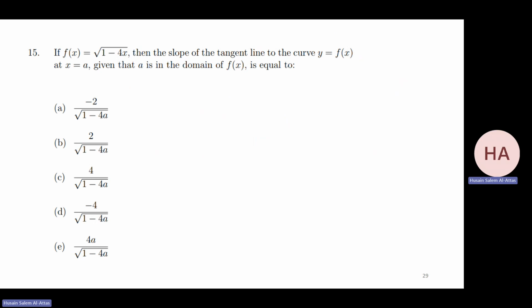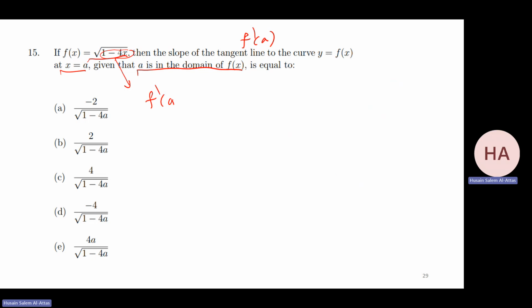F of x equal this, the slope of tangent line to the curve at x equal a. What they want? F prime at a. At a. You can deal with a like any number, given that a is in the domain of f of x. So how to find the domain? By the way, if you use the formula, you need to be careful. We need the chain rule here.